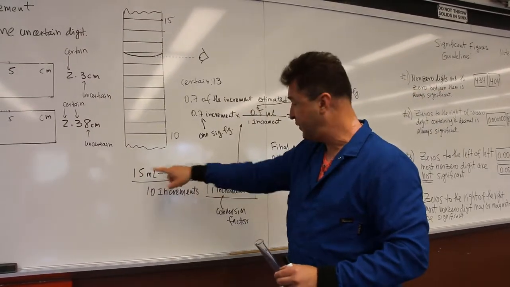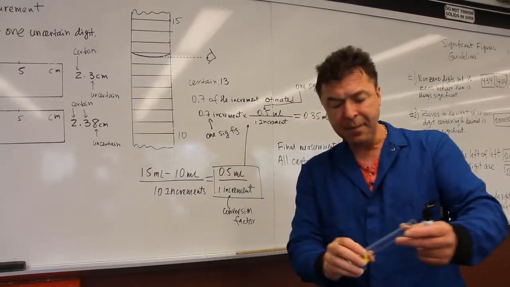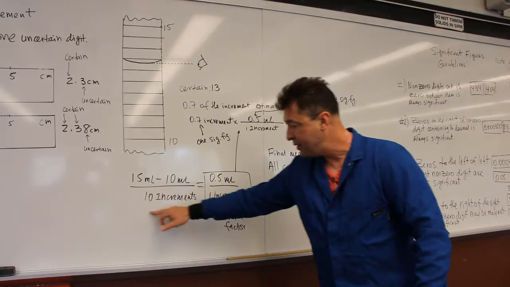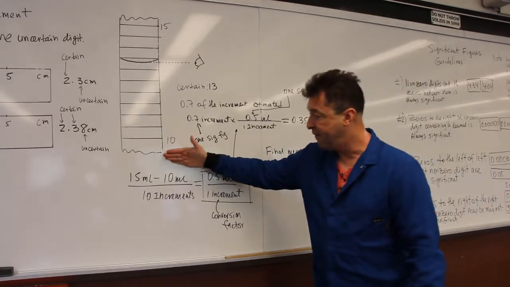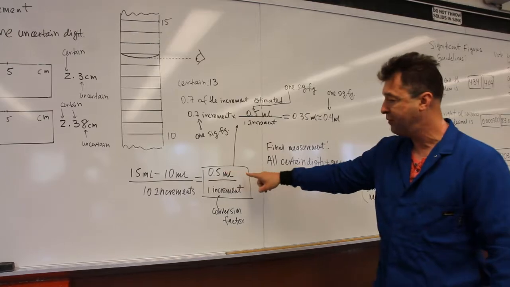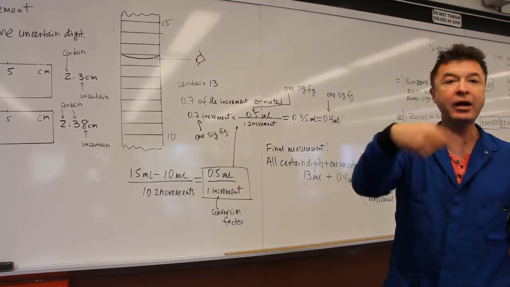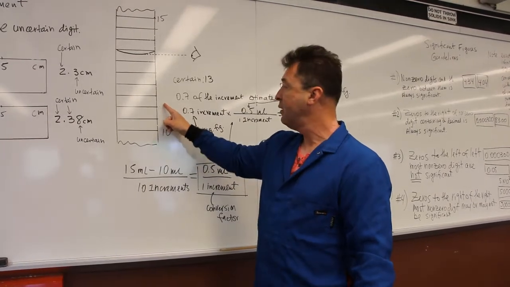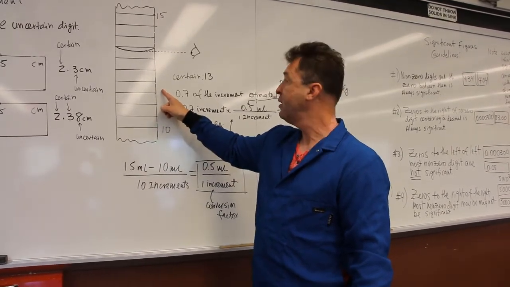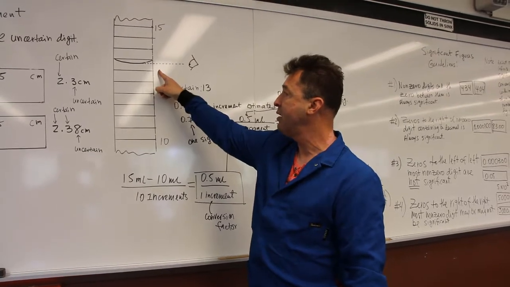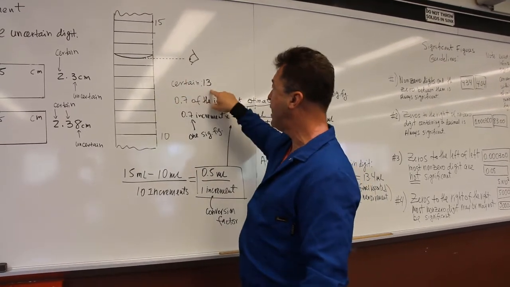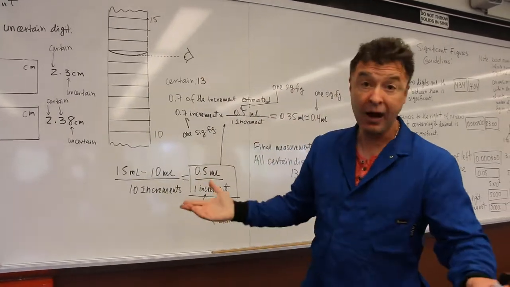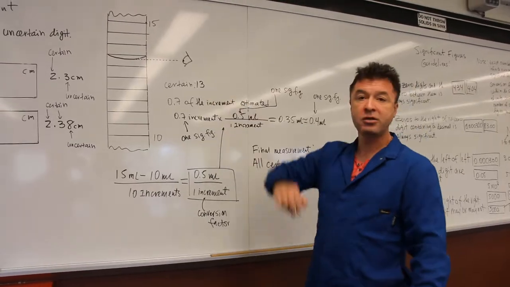15 minus 10, divided by how many increments in between? I counted 10, and therefore I put here 10 increments. So 5 ml divided by 10 gives 0.5 ml per one increment. And so now I know the next volumes will be 10.5, 11, 11.5, 12, 12.5, 13. And now I know my certain volume here is definitely 13, because it's between 13 and 13.5. So that's why I got my 13 in here.